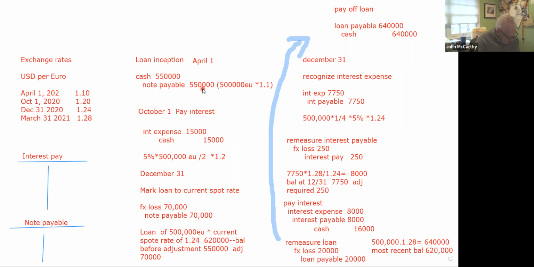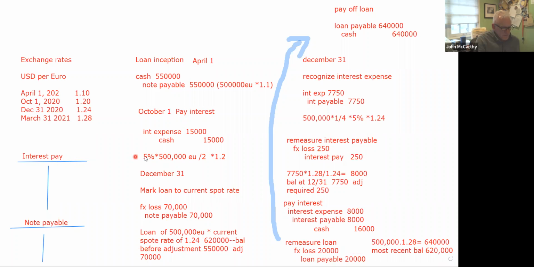The next thing is on October 1, we pay interest. The interest on this, again, is all denominated in euros. So it's 500,000 euros, the annual rate is 5%. I divide that by 2 because 5% is an annual rate and this is 6 months, half a year, times the exchange rate at that time, which is 1.20. See that 1.20 there. Again, I do the calculation in euros because that's what it's denominated in.